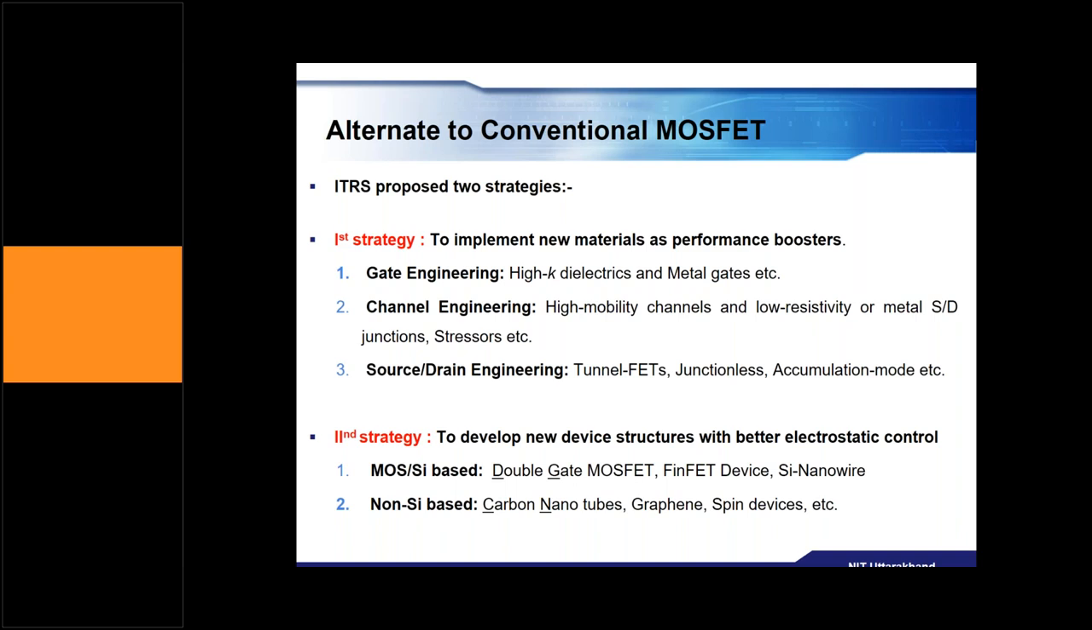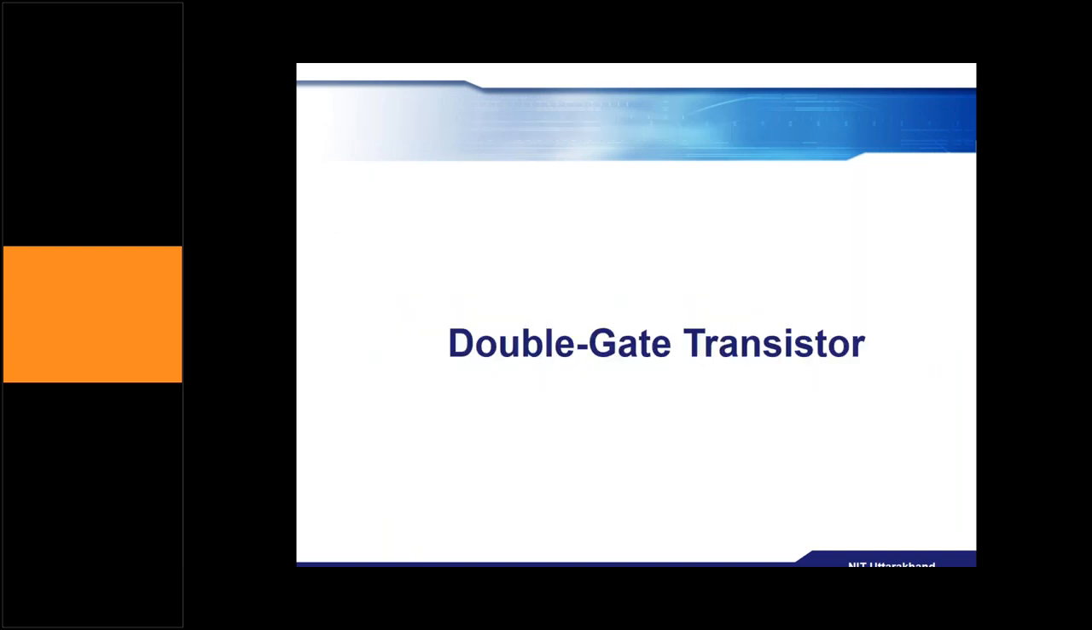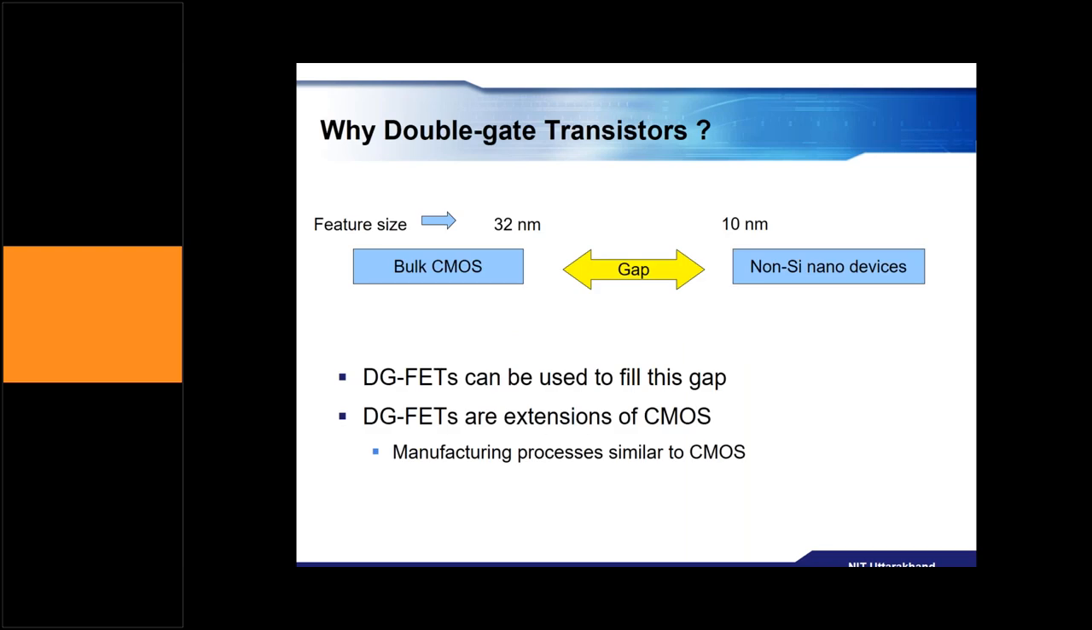Apart from all this, there are also non-silicon based devices, like carbon nanotubes, graphene devices, spin devices, plasmonics, so many devices. But our intention now is to study only the double gate and FinFET devices. So now we switch to the double gate devices. What actually is a double gate device?